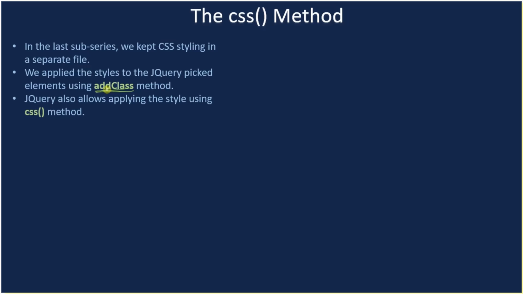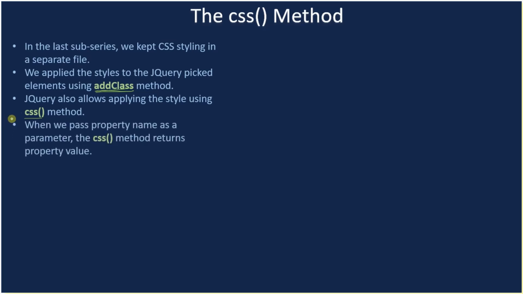jQuery also allows applying the style using the CSS method. The add class method will just add a class attribute, but here using the CSS method you can apply any CSS style to the jQuery picked element. When we pass the property name as a parameter, the CSS method returns a property value. So that's one way of using the CSS method. Say for example, if you pass border width as a parameter, then the CSS method will return what is the current value of border width for the specific element.